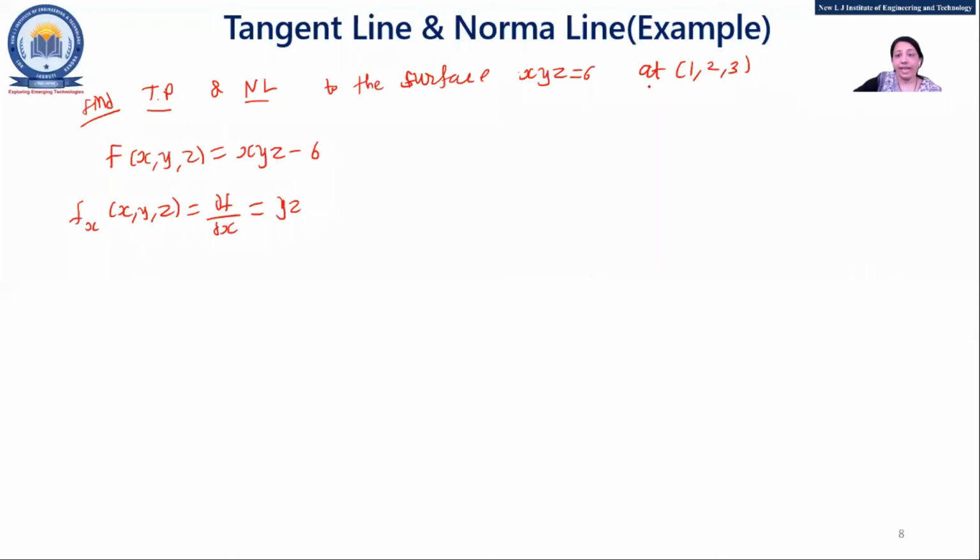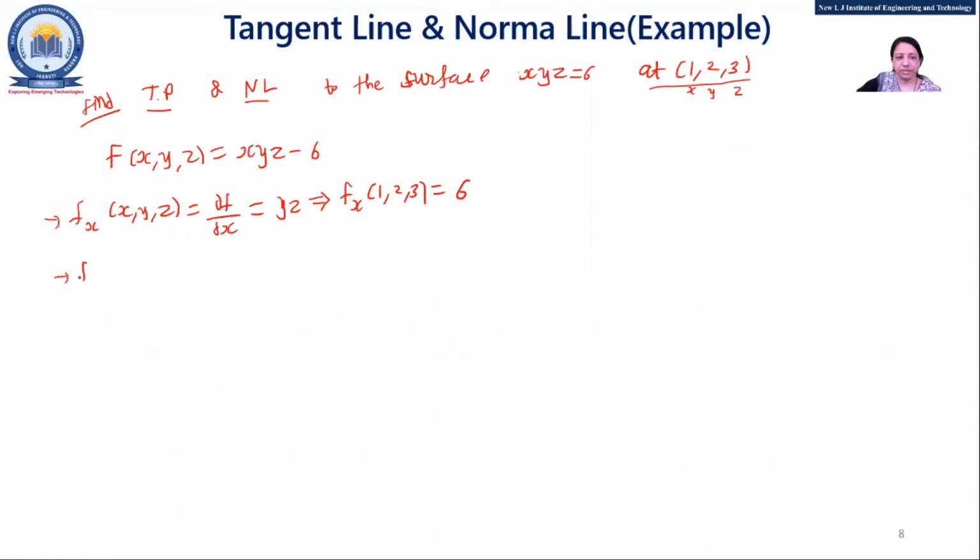But we want it at 1, 2, 3. So fx at 1, 2, 3: instead of x, y and z, so yz. So it is 2 into 3, that is 6. Any doubt in this?